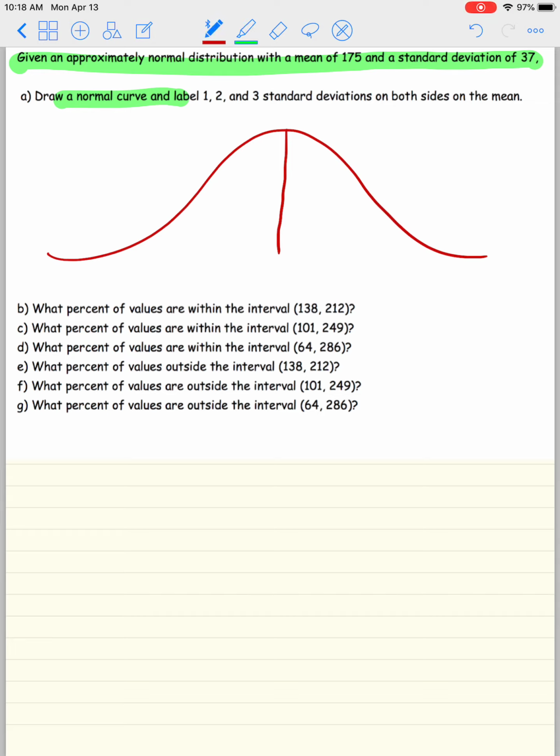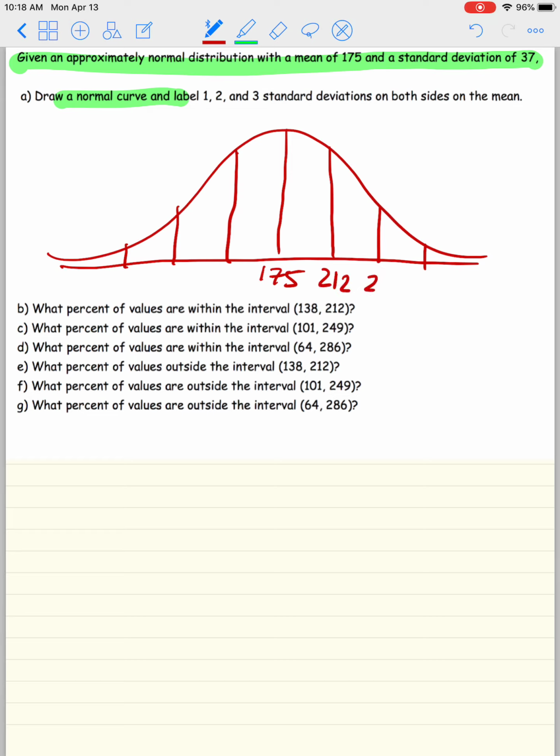Okay, so I know you guys know how to do this. You can pause the video and take your time doing it and then take a look at my answers if you would like. So I'm going to add 3 times and take away 3 times. That's typically what we do for a normal distribution. When I add 37 to 175, I get 212. If I add 37 to 212, I get 249. And if I add 37 to 249, I get 286. If I take 37 away from 175, I get 138, 101, and then 64.